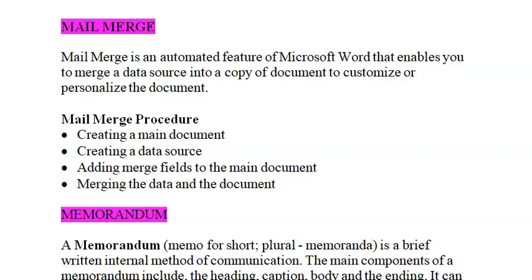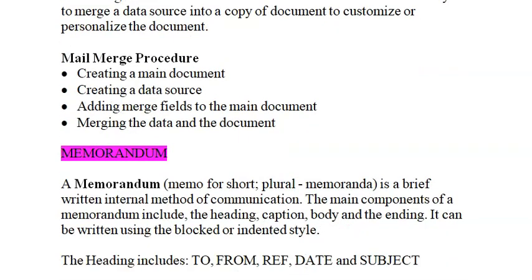So the procedure for mail merge: create a main document, which is the main letter that will be sent out to everyone. Create a data source, which is basically the list of the names and the addresses and whatever information we want to send out for the persons, such as their title, if they're doing a presentation, the topic, the date, etc. And then the third step is adding merge fields to the main document and merging the data source and the document. And that's it. It's a very simple procedure.